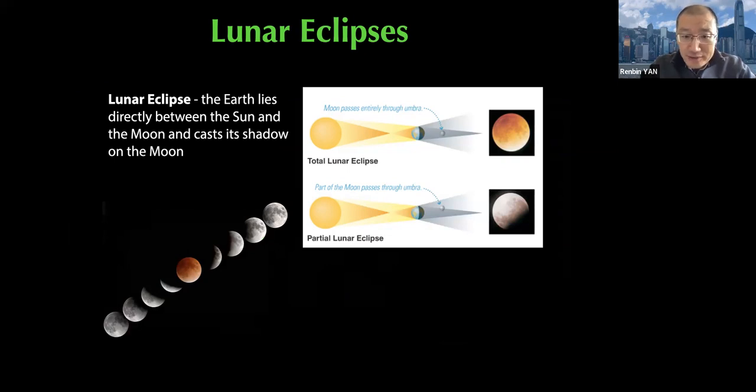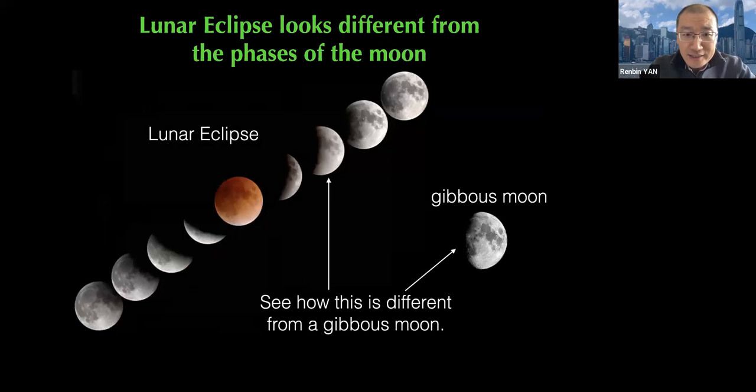Now let's talk about different kinds of eclipse and some details about eclipse. So the lunar eclipse is when the Earth lies directly between the sun and the moon and casts its shadow on the moon. And you should notice that the lunar eclipse actually looks quite different from the phases of the moon. So we know now that the phases of the moon are not caused by the shadow of the Earth.